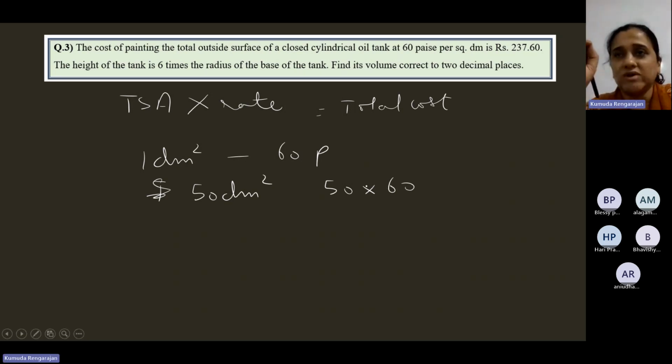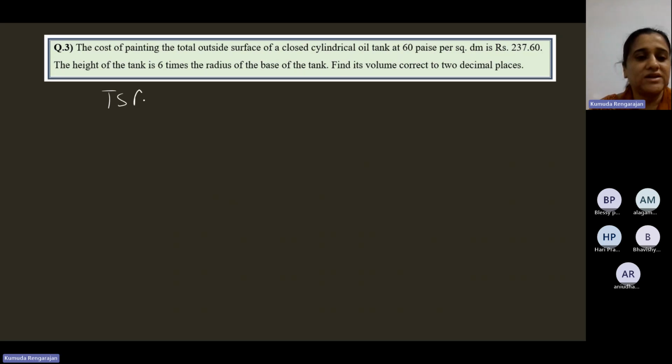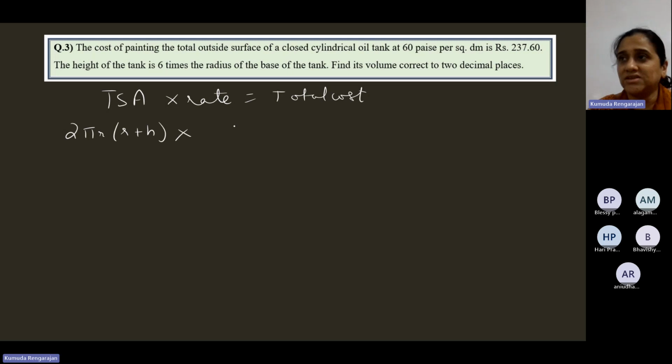So the equation in words is total surface area of the cylinder multiplied by the rate is equal to the total cost. That's the equation. Now, what is the TSA? Total surface area formula 2 pi r into r plus h into the rate 60 paise. Always convert that to rupees. So 60 paise in rupees is 60 by 100. So the TSA formula we've written into the rate is equal to the total cost 237 rupees 60 paise.